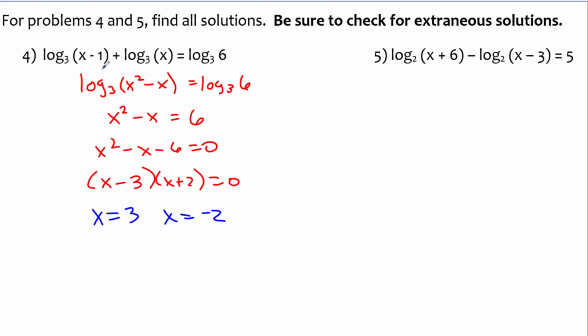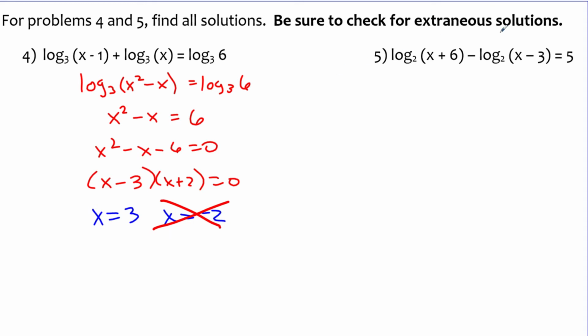In this case, when I plug in the 3, it says 3 minus 1, which is 2. 2's positive, that's good. When I plug in a 3 here, it's just log base 3 of 3. That's good, I can do that. Okay. -2, though, presents a problem in both of them because this says log base 3 of -3, and this says log base 3 of -2. I can't log negatives, which means I'm going to say goodbye. I cannot use that problem. Okay. So let's try problem number 5.